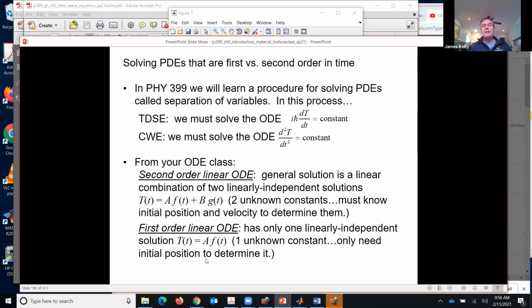Okay, contrast that to a first order ODE. These are kind of the simplest ones, first order linear ODEs. There's only one linearly independent solution, and that means there's one unknown constant, and we only need to know the initial position of the function at some initial time to determine its value for all times that follow.